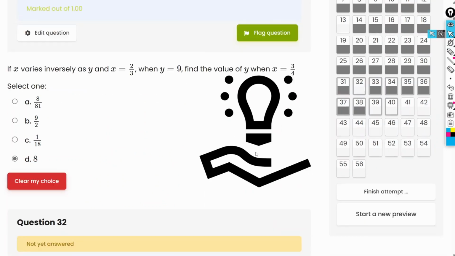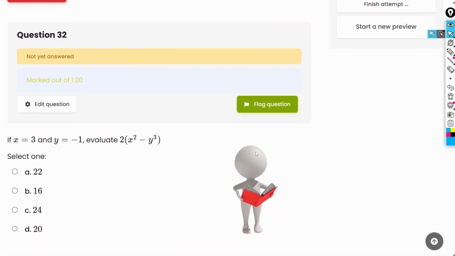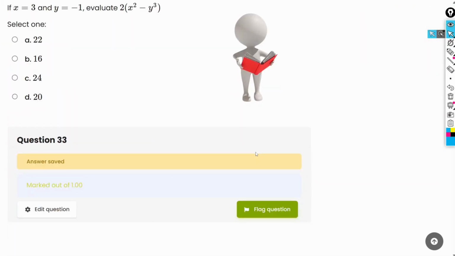Let's take on 32. 32 is not supposed to be solved in this space, so I'll just keep it.